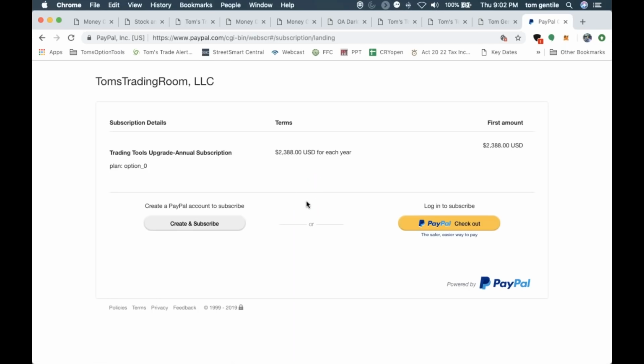Now, the PayPal page is actually very simple. You can come in and check out using PayPal. It's going to say upgrade annual subscription. You will not find that anywhere on our website. I don't publish it, and there's no page that you can link to from our website. I'm giving you the page tonight because the page is coming down soon.